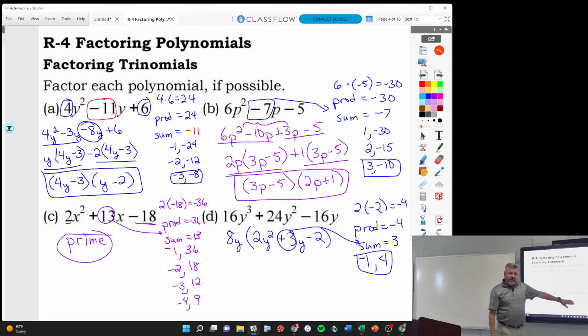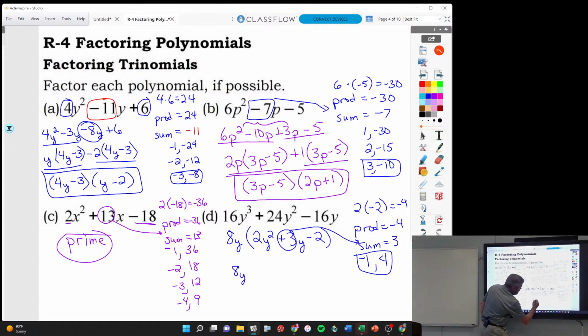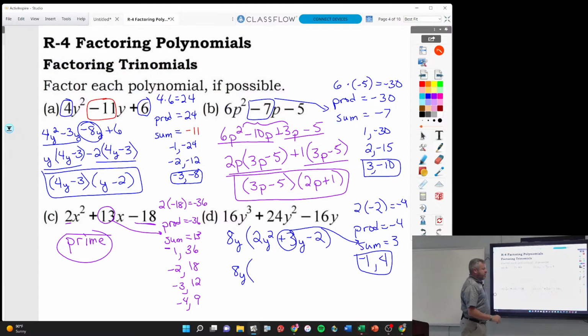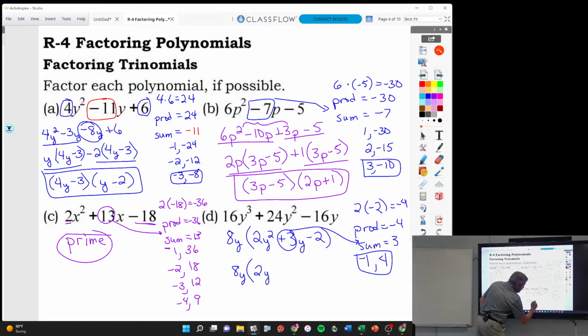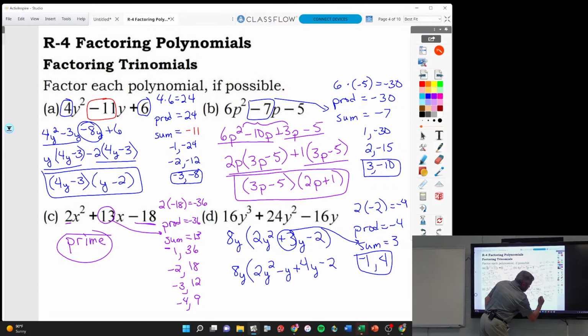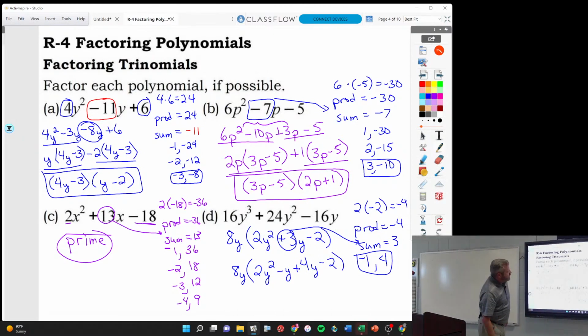Now, this 8y does not go away. We have to keep this 8y. So I'm going to keep the 8y. I'm going to rewrite this trinomial, breaking up the 3y into a negative y and a positive 4y. So 2y squared minus y plus 4y minus 2. So again, we're going to keep going. We've got to keep this 8y.